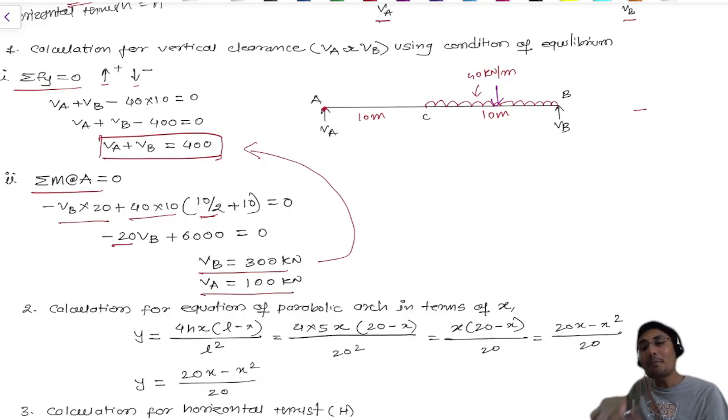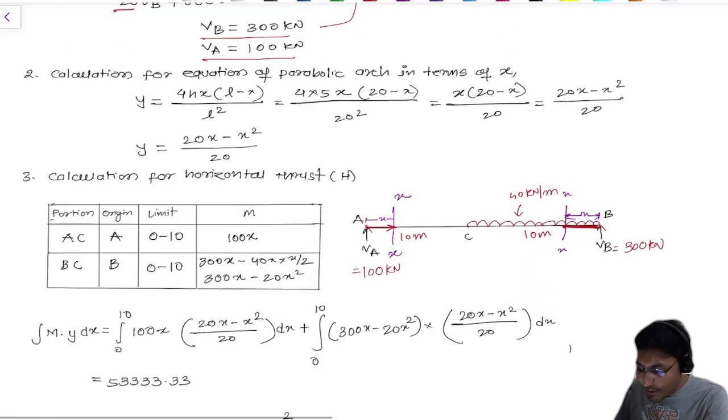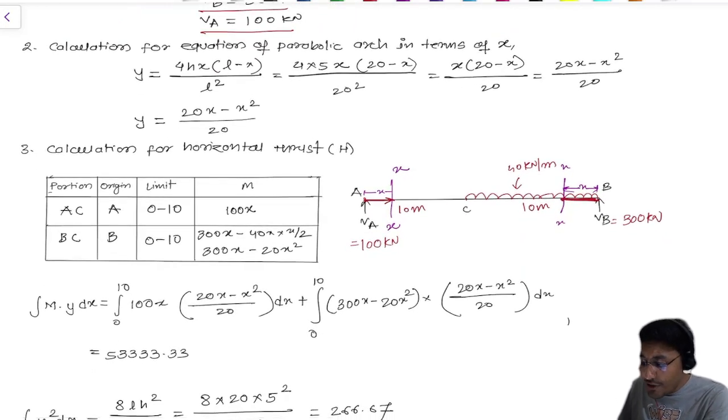So now you have those particular values, which I have taken in this step. I know my video is very lengthy, but I'm trying to explain how you can solve a numerical like this. Now let's go to the next step. In the next step, guys, we need to calculate the equation for the parabolic arch in terms of x. We have a parabolic arch, so we need to identify the parabolic arch equation, because there is a curve in it.